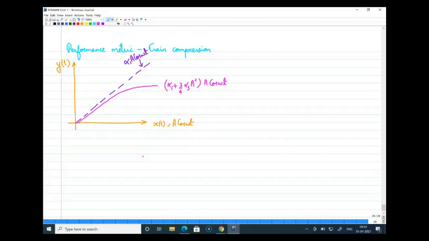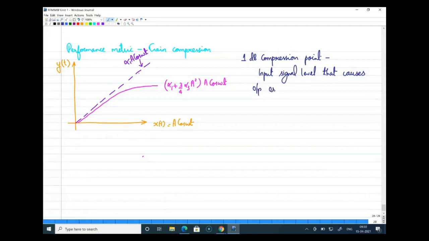Now the performance metric is called the 1 dB compression point, and I'll define this 1 dB compression point here. So the 1 dB compression point is basically the input signal level that causes the output of any system, or the gain of any system, to drop by a measure of 1 dB.